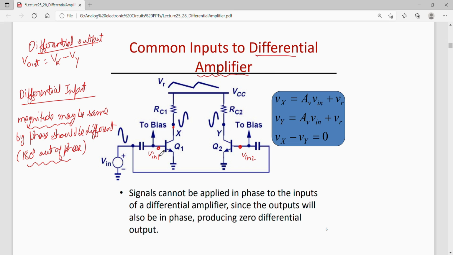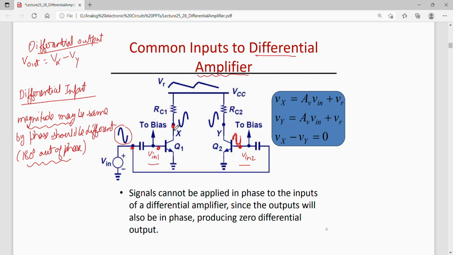So let us say that to Q1 and Q2 the same input is applied. That is, Vin is applied at both Q1 and Q2. So Vin of this kind, and similarly Vin2 of the same kind is applied here. So magnitude and phase both are the same for the input signals. That is, Vin1 and Vin2 are both the same signal, same magnitude, same phase.